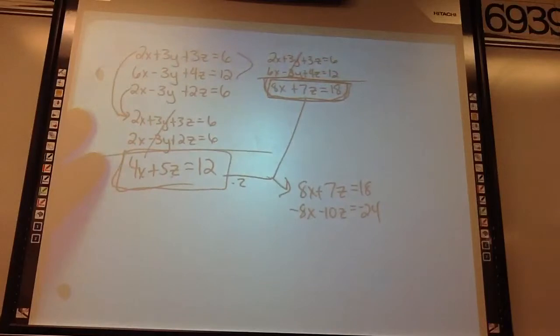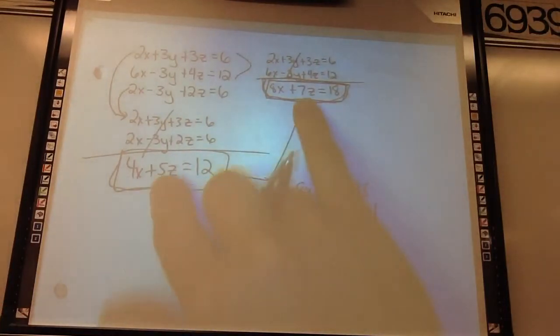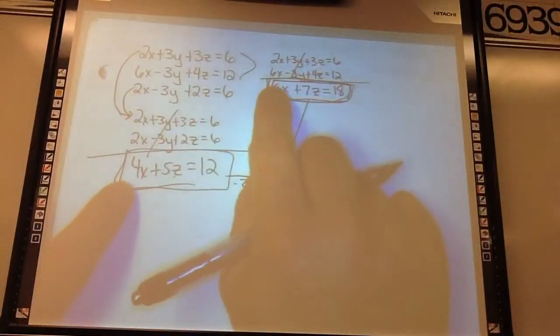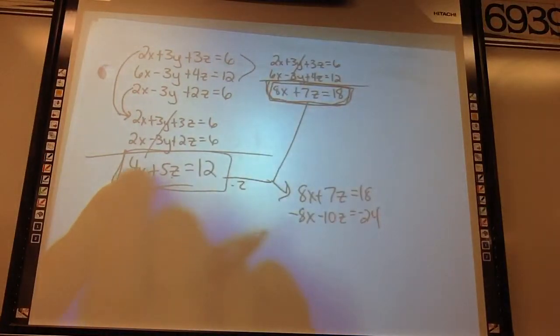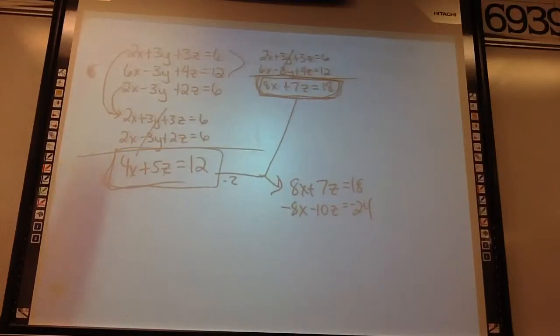Negative 3z. Just do an elimination again, trying to eliminate either the x or the z, but we notice this has an 8, this has 4, so it's easy just to multiply that one by negative 2, and that'll eliminate the x.